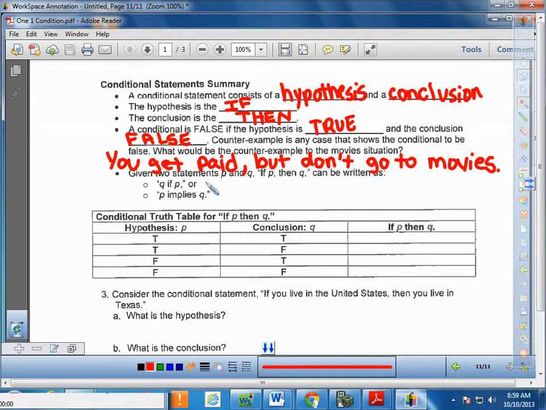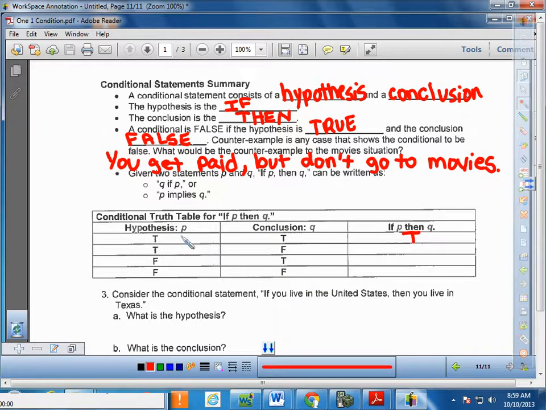Given the two statements, P and Q, if P then Q can be written as Q if P, or P implies Q. The conditional truth table, if P then Q. Okay, so we're looking at the hypothesis and the conclusion, and I'm going to go back to their example of getting paid and going to the movies. So if both are true, if you get paid and you go to the movies, then the whole statement is true.